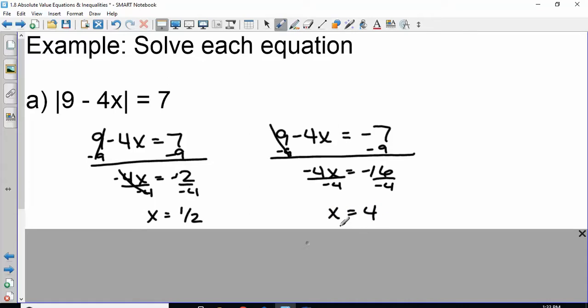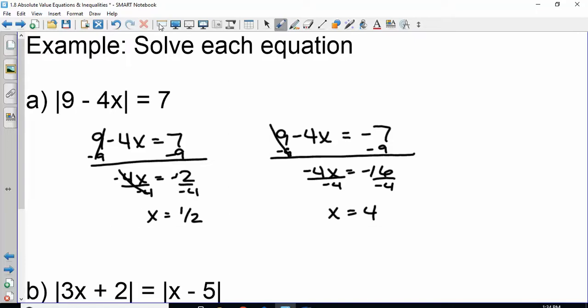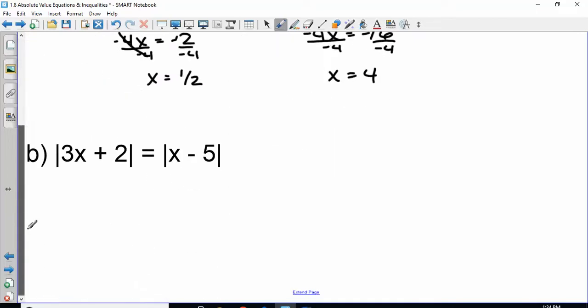Can you check these? Yeah, always. Plug them back in, put in a half, 9 minus 2, the absolute value is 7, put in a 4, absolute value of negative 7 is 7. So it works. Let's do another equation.